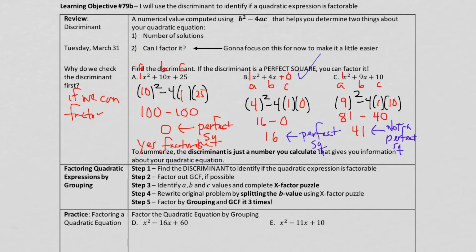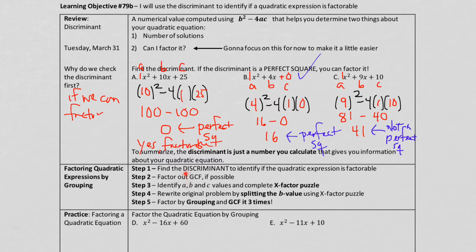But going back to example C, in this case, doing the discriminant, I get a 41. 41 is not a perfect square, so that's not factorable. So to summarize, the discriminant is just a number that we can calculate, and it'll tell us if we can factor our quadratic. With that, the goal for today's practice is to do more factoring.